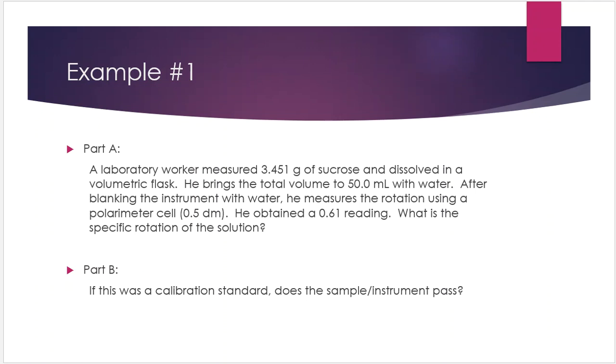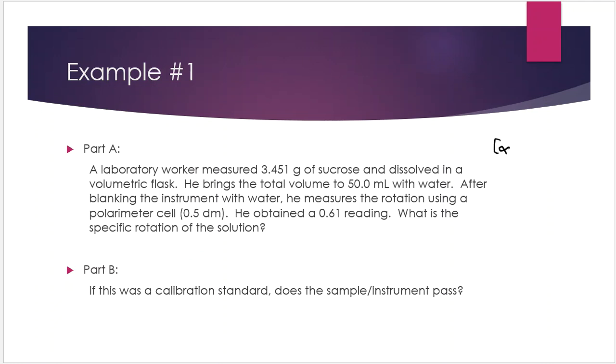A lab worker measured 3.451 grams of sucrose and dissolved it in a volumetric flask. He brings the total to 50 mL with water. After blanking the instrument with water, he measures the rotation using a polarimeter cell that is 0.5 decimeters. He obtained a 0.61 reading. What is the specific rotation of the solution? Okay, not a big deal.